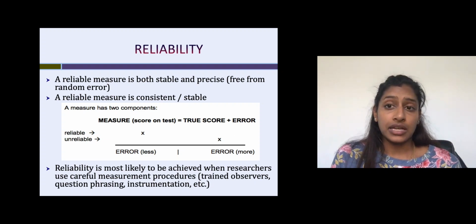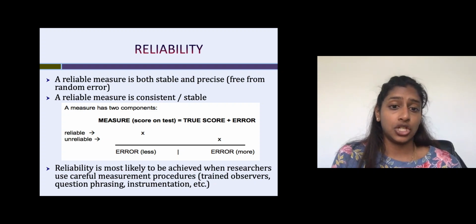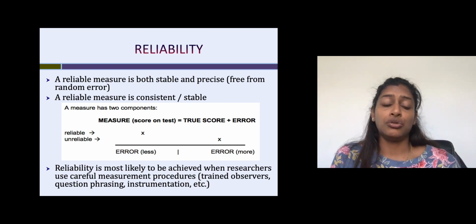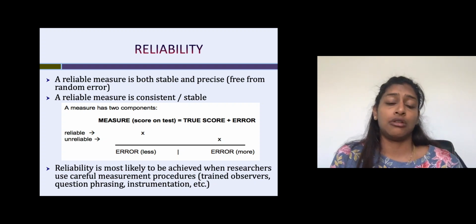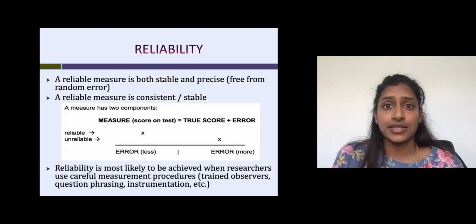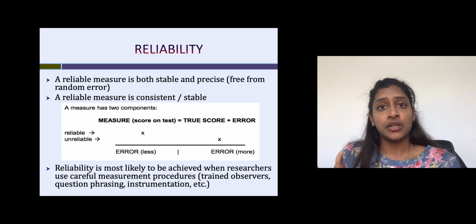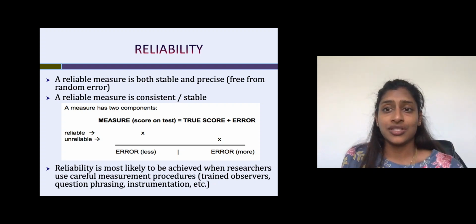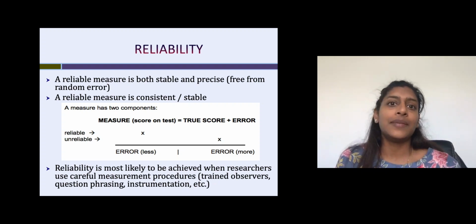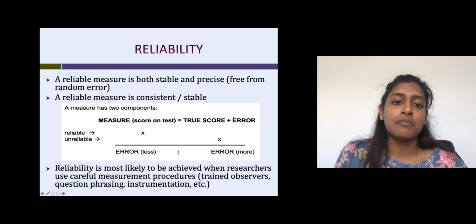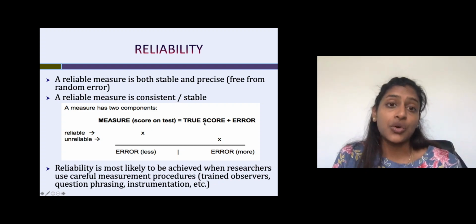So reliability in general is most likely to be achieved when researchers use careful measurement procedures. So you are training your observers, you are using appropriate phrasing, the instruments that you're using are sound. Every step in the process of conducting your research study can introduce error. And we want to eliminate the amount of error that exists so that our measurement is much more accurately representative of a person's score.